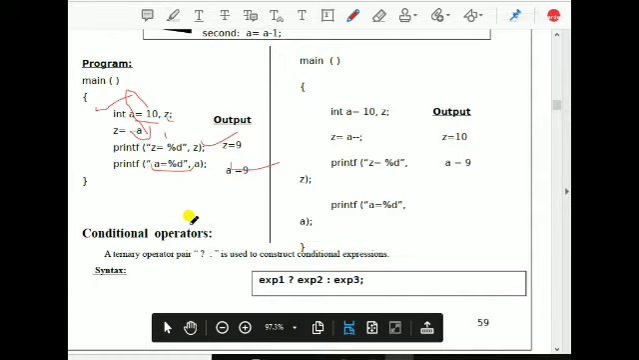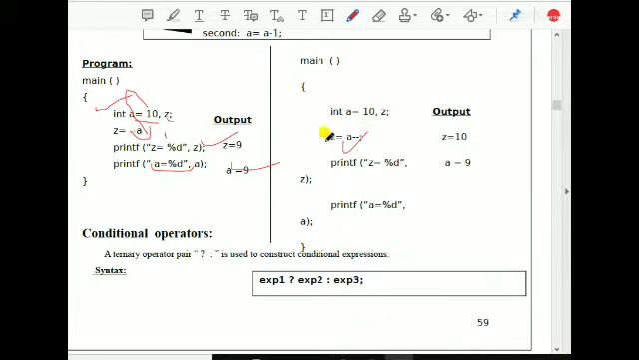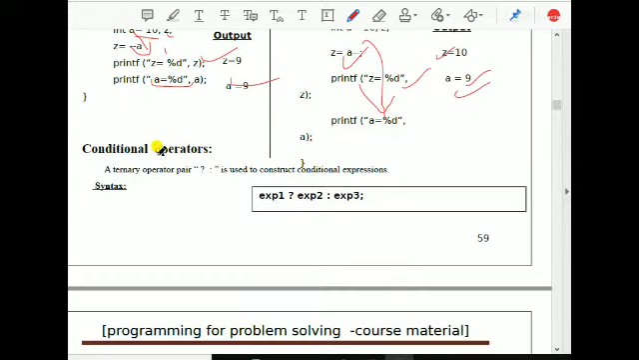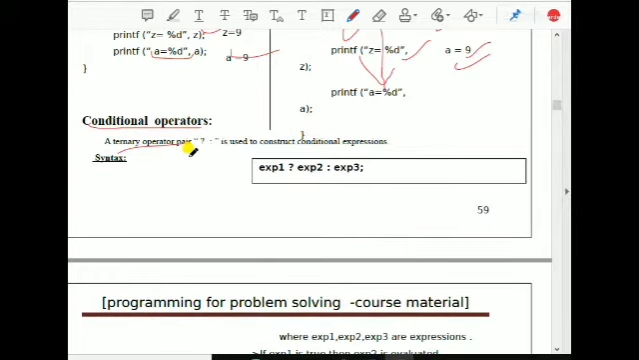But see here, in post decrement it will give the decrement after that. See, z is equal to a-- means what? z is equal to 10, because it will write 10 first. After that, if we print again, then it will give 9. So that is the main difference between pre and post. You can easily write it. Now conditional operator: a ternary operator is called the conditional operator.